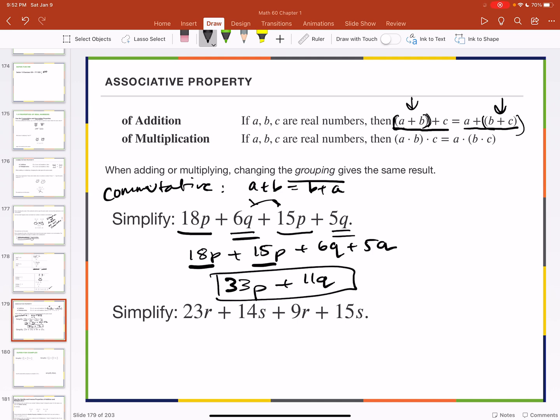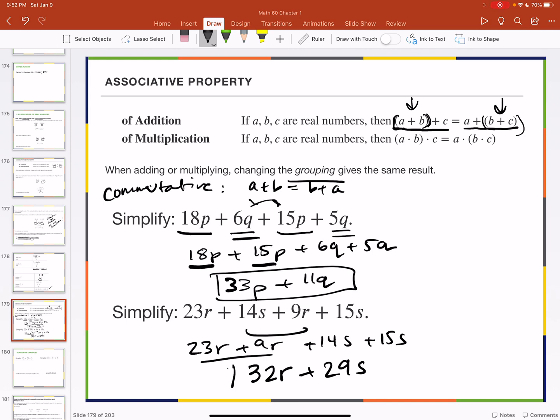Okay, same thing here. If we rewrote this, 23R plus 9R plus 14S plus 15S, the first two would give us 32R plus, and then this would be 29S.